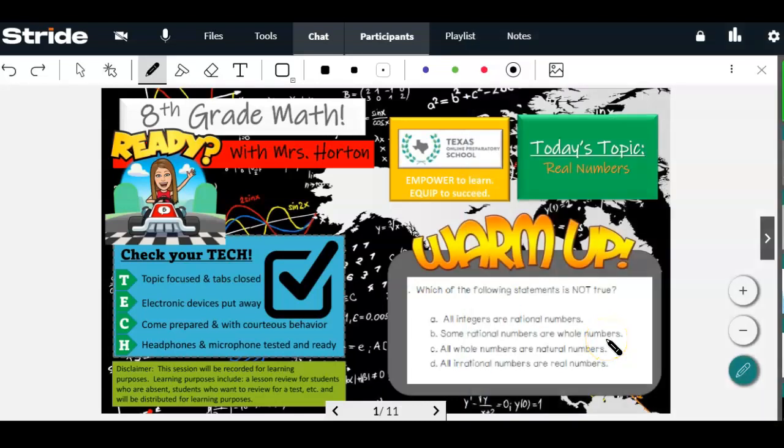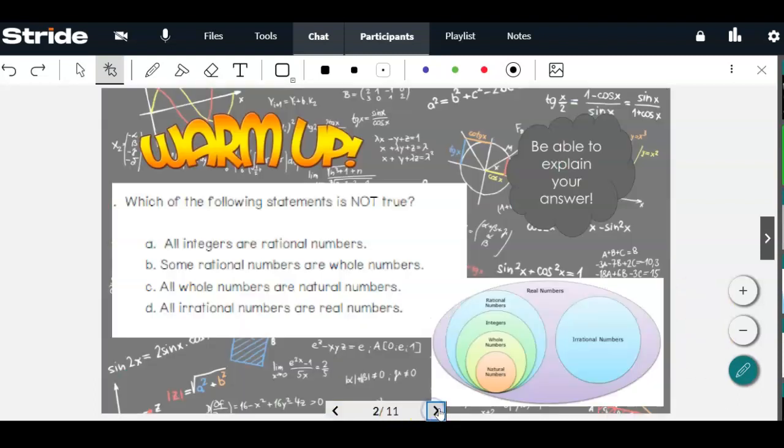All right, so we are continuing to work with real numbers. We're going to look at ordering and comparing real numbers in this lesson. So just a really quick review of the set of real numbers. Let's look at this warm-up. Put it on this bigger screen. So which of the following statements is not true?